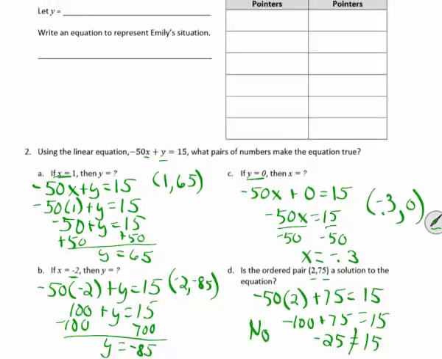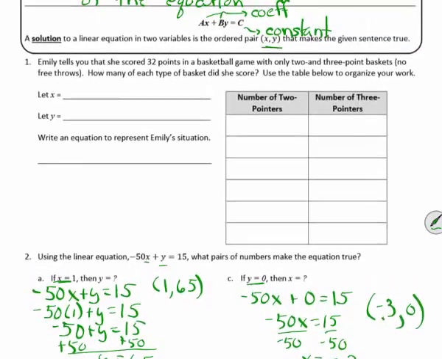So now we're going to try to write an equation here. Emily tells you that she scored 32 points in a basketball game with only 2 and 3-point baskets. No free throws. How many of each type of basket did she score? Use the table below to organize your work. So I'm going to first write an equation. So x is going to be the number of 2-pointers.